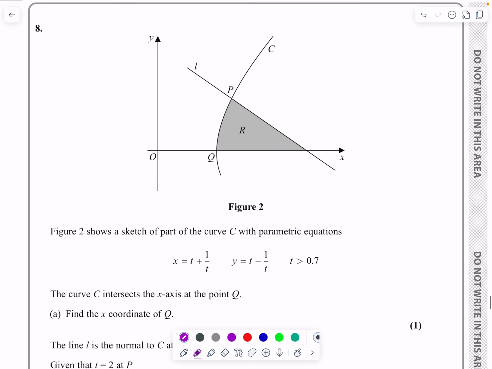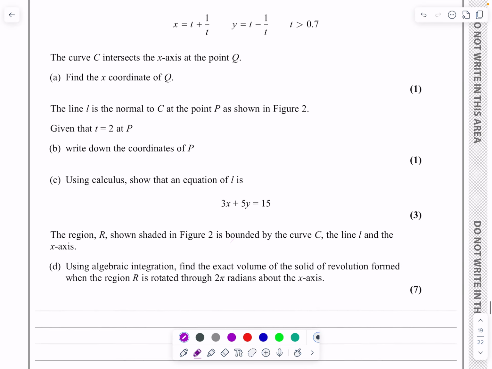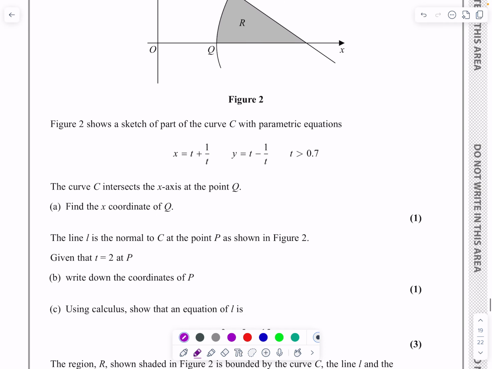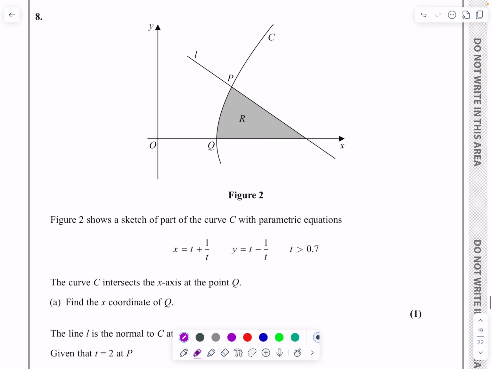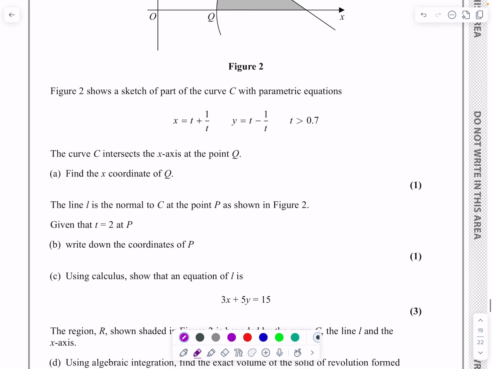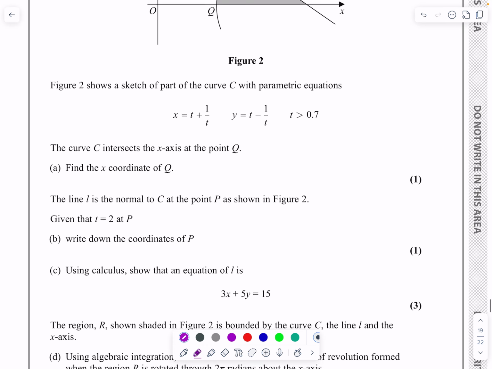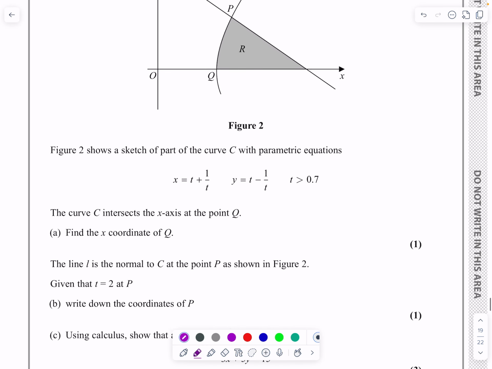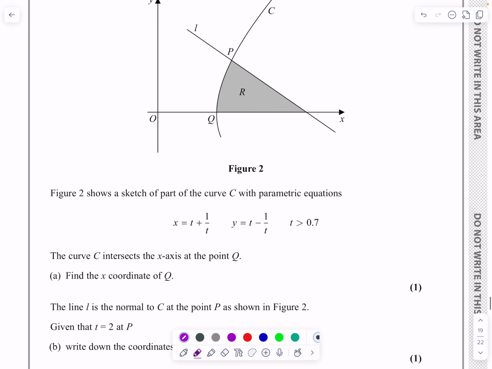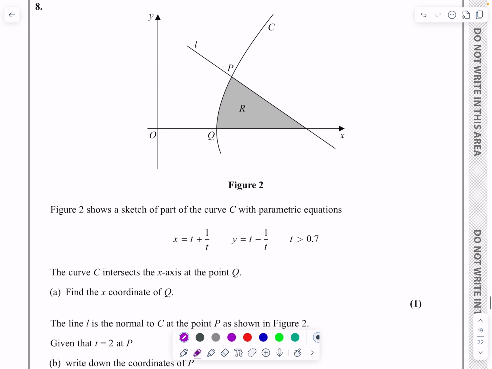Okay, this is the P4 paper from June 2023. It's question number 8, which is the last question on the paper. And as I scroll up and down, you can see that this is parametric equations. We're going to be both differentiating and integrating with parametrics. So let's have a read of the question.